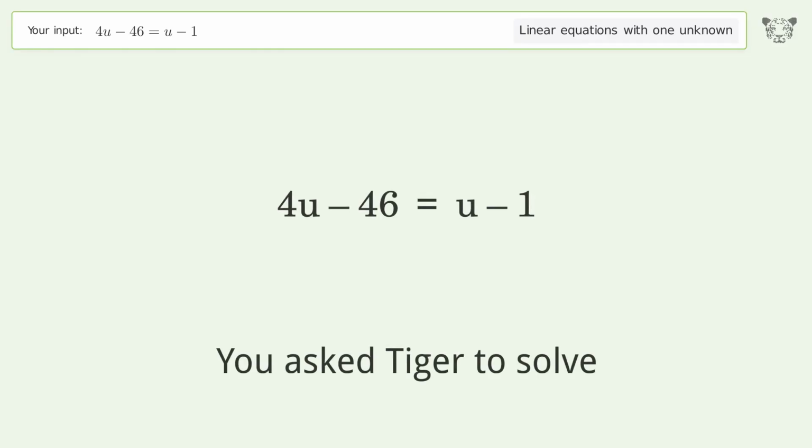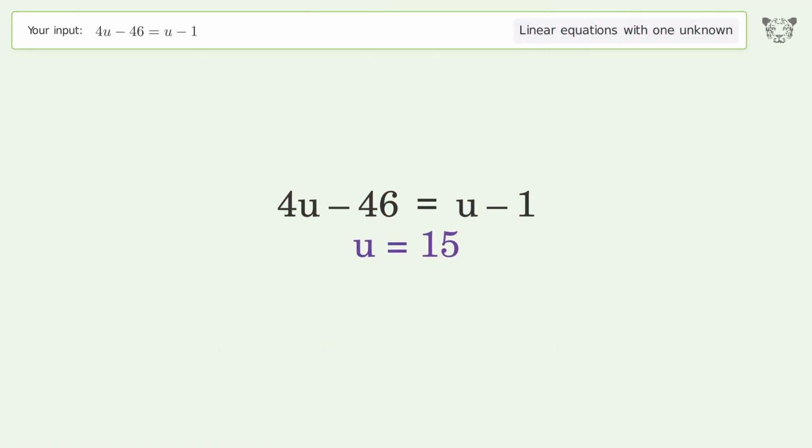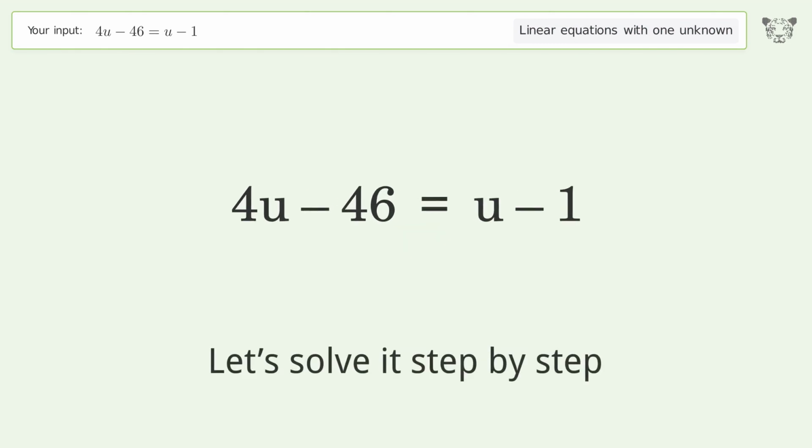You ask Tiger to solve. This deals with linear equations with one unknown. The final result is u equals 15. Let's solve it step by step.